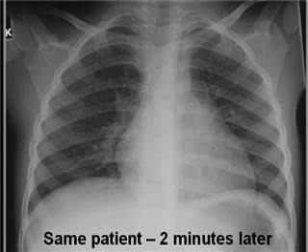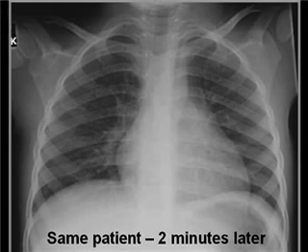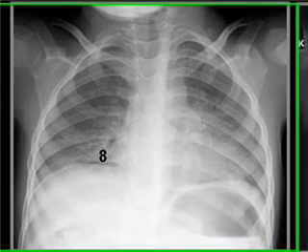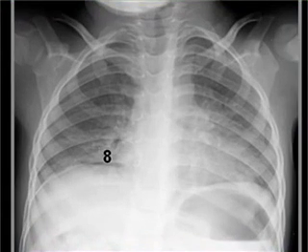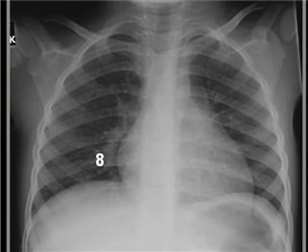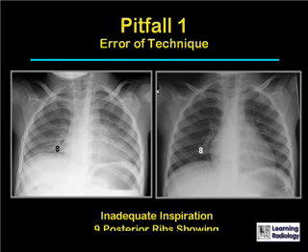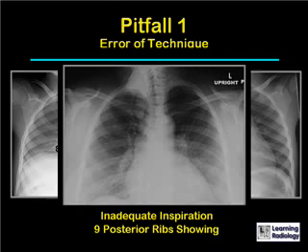This is the same patient just 2 minutes later, and if you thought that there might be airspace disease of some kind on the first image, it actually is all a pitfall of technique. First image, there are only 8 posterior ribs showing. On the second image, there are about 8.5 to 9 posterior ribs showing, but that's all the difference that's needed in order to change this from what looks like an abnormal radiograph into one that is obviously normal. So in this case, there's an inadequate inspiration. You would hope that in most cases you'd see 9 posterior ribs showing above the diaphragm.